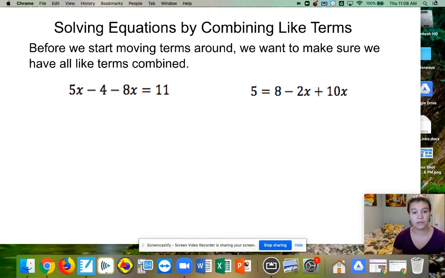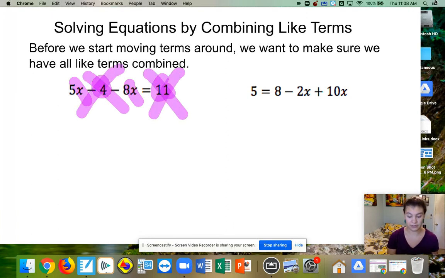All right, so solving equations by combining like terms. Before we start combining or moving things to one side or to the other side, you want to combine all the same terms together. Otherwise, you're going to end up doing a lot more adding and subtracting. So if we look at this first equation, these two are like terms. A note here, you cannot combine across an equal sign. So I can't combine this and this. That does not work because there's an equal sign in between.